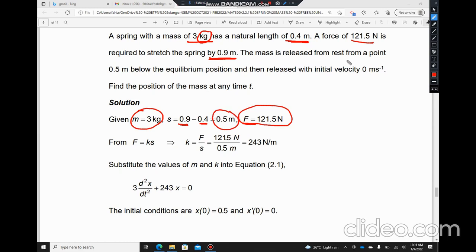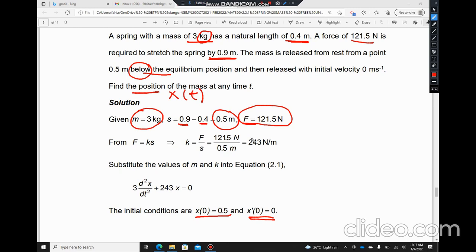Okay, the mass is released from rest from a point 0.5 meter below equilibrium. So yang ni adalah nilai untuk initial condition. So x at 0 equals to 0.5. Tak perlu letak negatif sebab dia below. And then release with initial velocity 0 m/s. So yang ni adalah initial velocity, which is x prime 0 equals to 0. Okay, find the position of the mass at any time t. So kita nak solve, maksudnya kita nak cari x(t). Samalah kita nak equation untuk x.